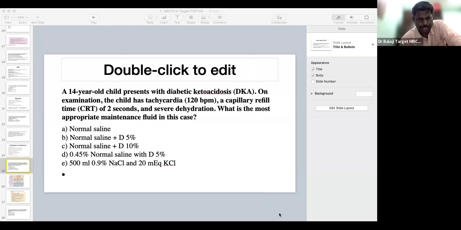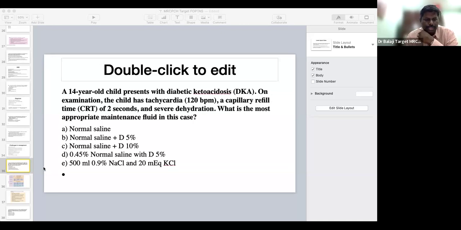Yeah. So it's the normal saline. It's not the half normal saline, it is the normal saline, plus we add the potassium. And most important, we are not going to add dextrose to start with.